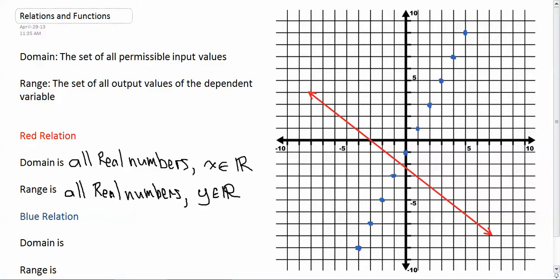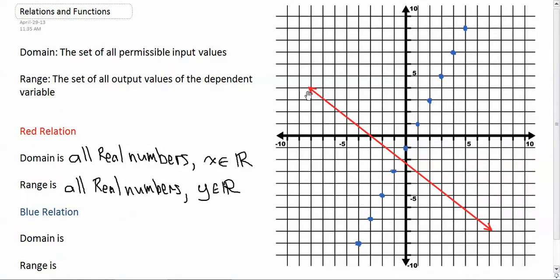So now we're going to take a look at our blue relation. So notice that from our last video example, what we saw is that this red relation here is a function, but also it's continuous, and this blue relation is also a function but discrete. So let's take a look at what the domain is for this case. Well, the domain is all the used or permitted values horizontally speaking. So let's see, we've got values at -4, -3, -2, -1, 0, 1, 2, 3, 4, 5.